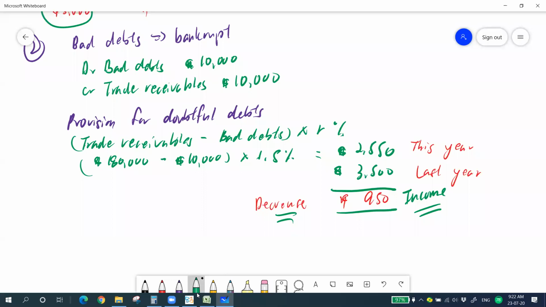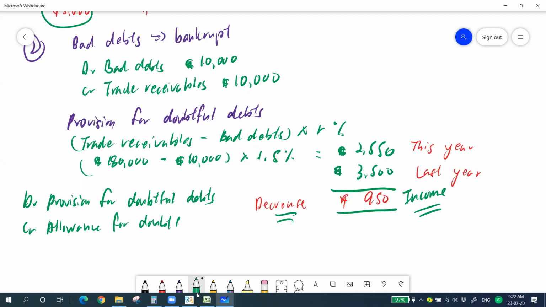So next, I'm going to show you the double entry. We debit the provision for doubtful debts and we credit the allowance for doubtful debts. The amount is 950. This is the double entry.